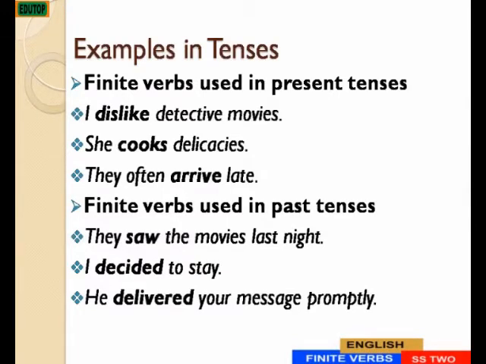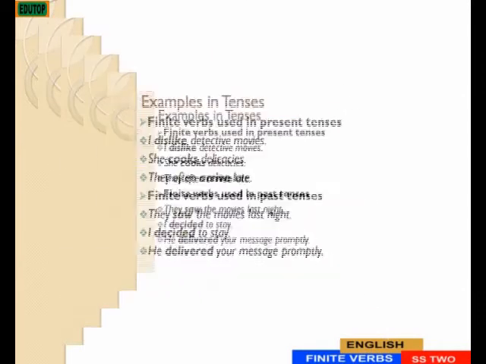I dislike detective movies. She cooks delicacies. They often arrive late. Finite verbs used in past tenses. They saw the movies last night. I decided to stay. It delivered your message promptly.